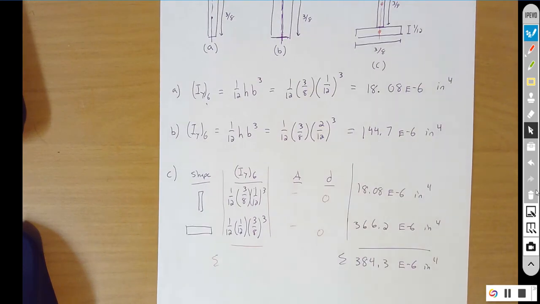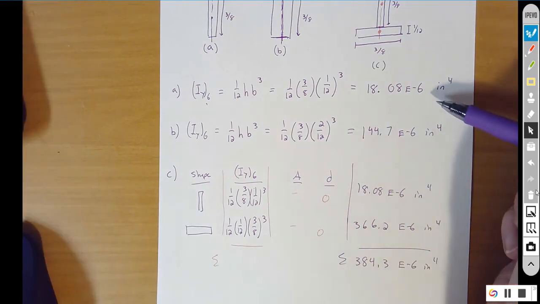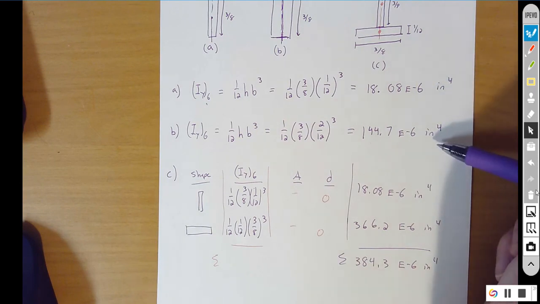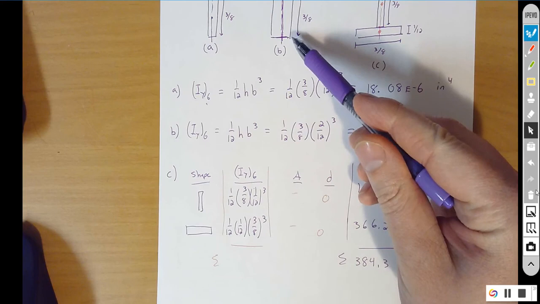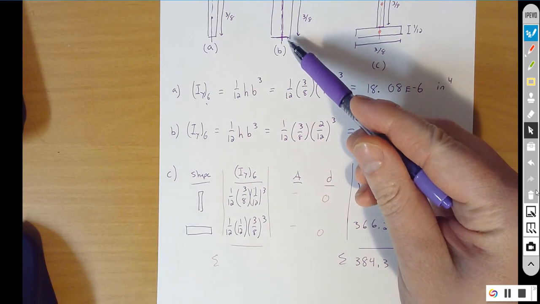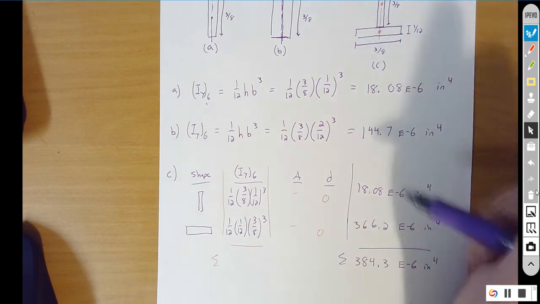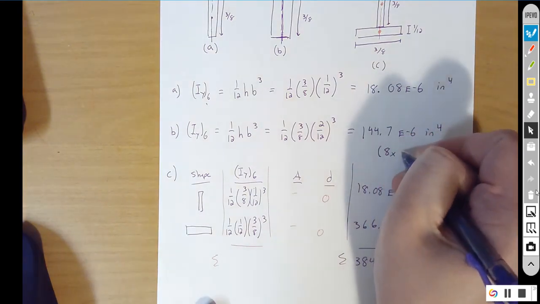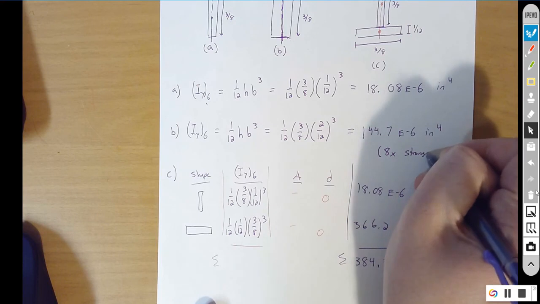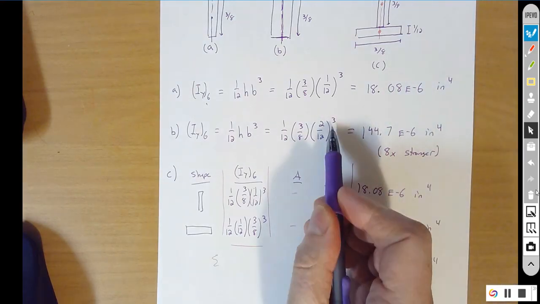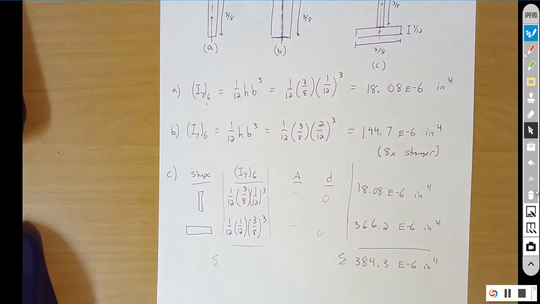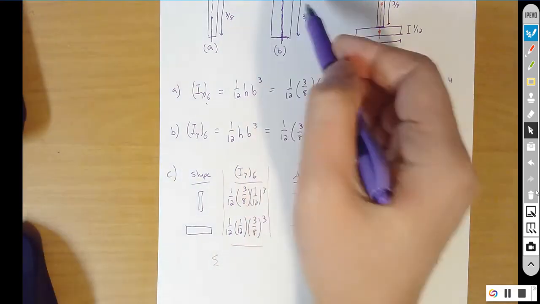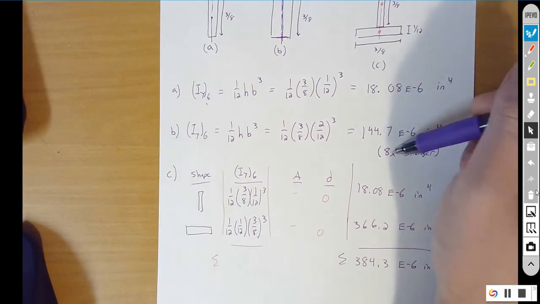So those are our numbers. Let's compare them real quick. So this is we just take a popsicle stick out of the bag, we glue it on, we call it a day. This is, we do a little bit of work, we glue an extra one on. It's not twice as strong, it's actually 8 times stronger. And that's because of this cube. So we doubled it, but 2 cubed is 8, so that's where that comes from.